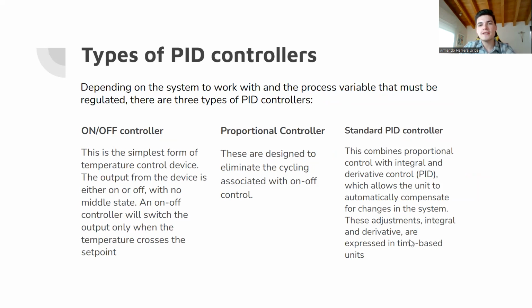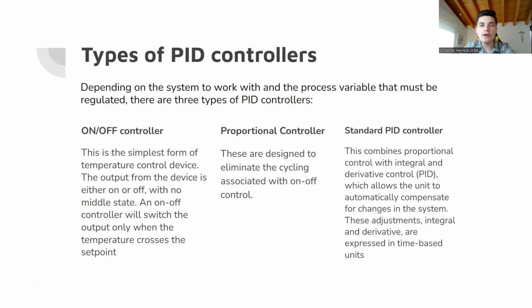We have three different types of PID controllers. Basically, they depend on the system we are working with and what process variable we need to control or smooth. For instance, we have the on-off controller. This is the simplest form of a PID controller, which, depending on the feedback of the system, will turn on and off the different machinery that provides the inflow to our system. There will be no middle stage, and it will switch the output only when the temperature crosses a set point, following the same example of temperature, but it could be applied to different process variables, such as speed, flow, mass flow, molar flow, etc.